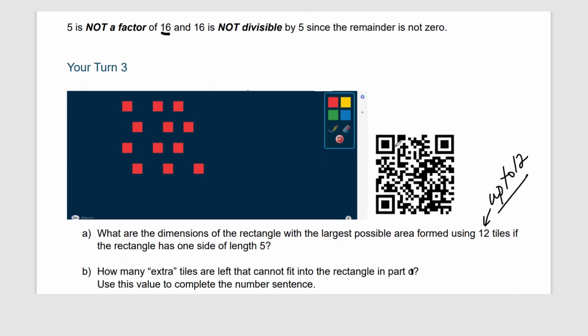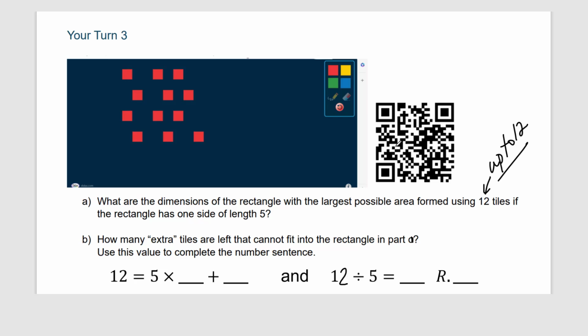So for my students, now is the time to pause the video and work on your turn 3. Again, this QR code on the right is for your color tiles if you want to use them. The other QR code will open up the poll so you can answer the questions here. Remember, this document is posted in D2L.